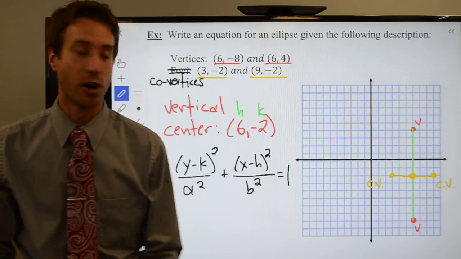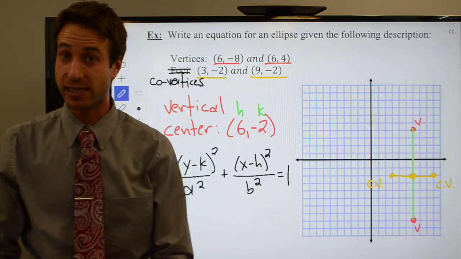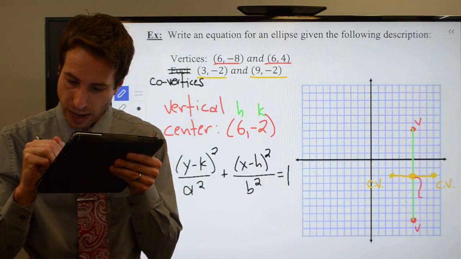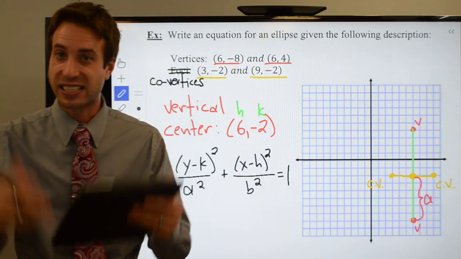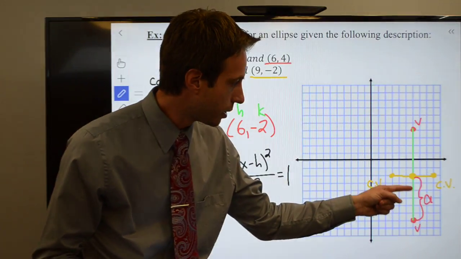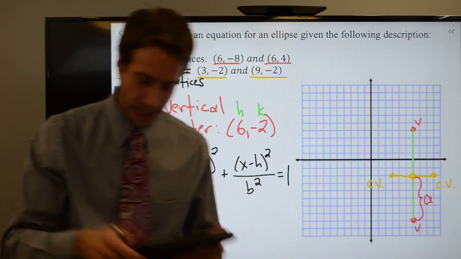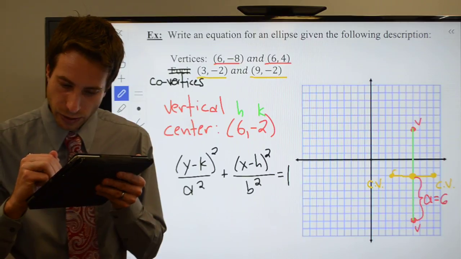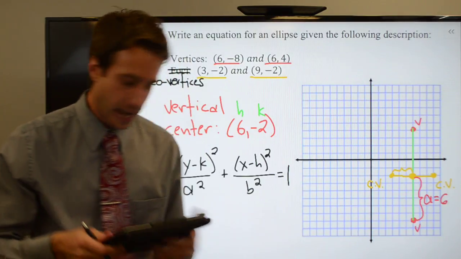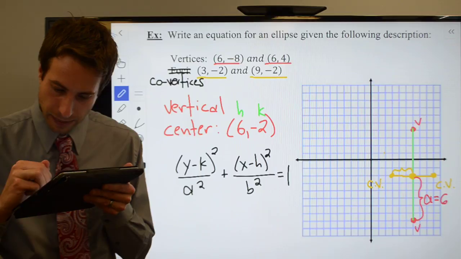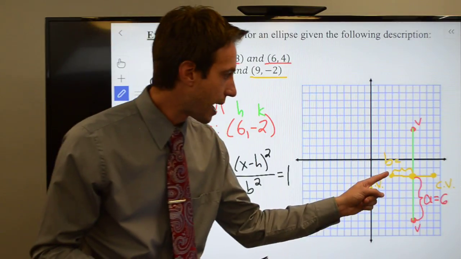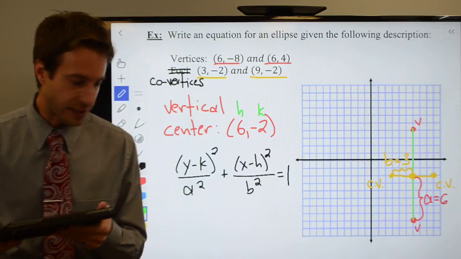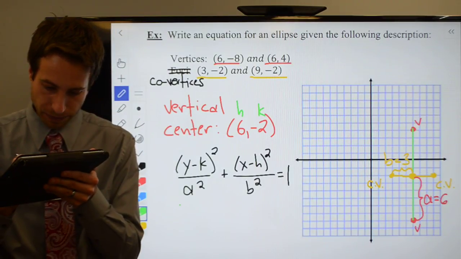I then need to know a and b. Oh yeah, and remember, a is the distance from the center to the vertex. So this guy right here is a. Since I already graphed it, just count it out. 1, 2, 3, 4, 5, 6. So a is 6. b is the distance from the center to the co-vertex. So that guy right there, which means b is equal to, count it out, 1, 2, 3. I now know everything. Let's write our equation.